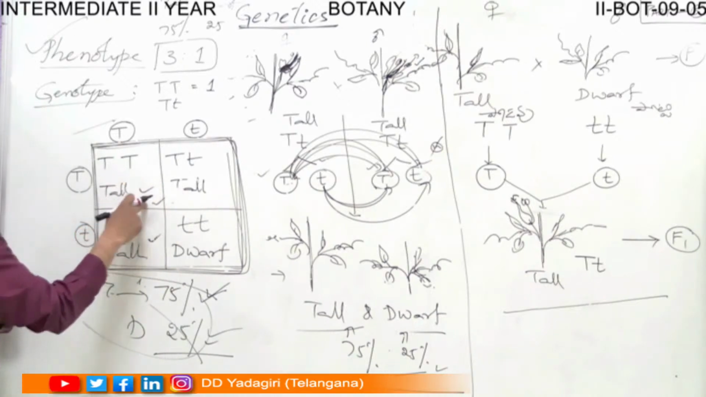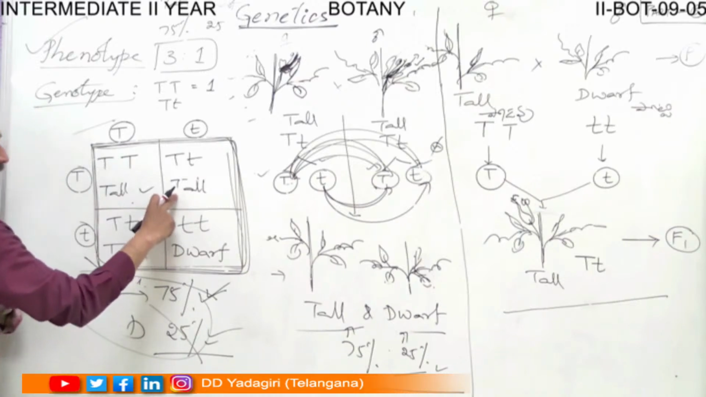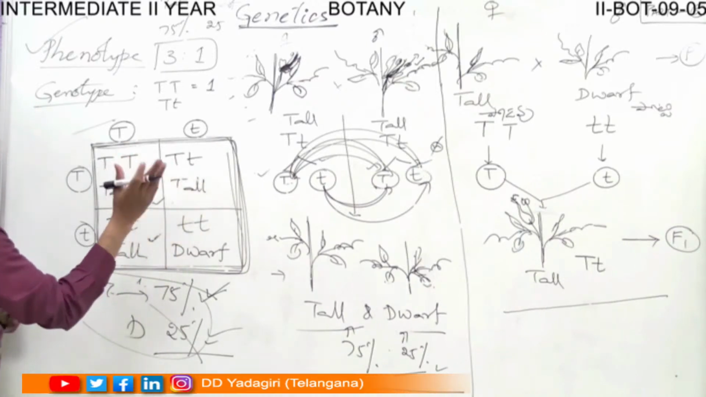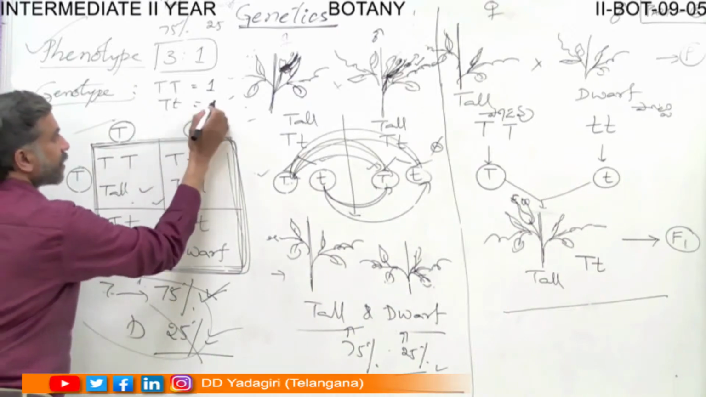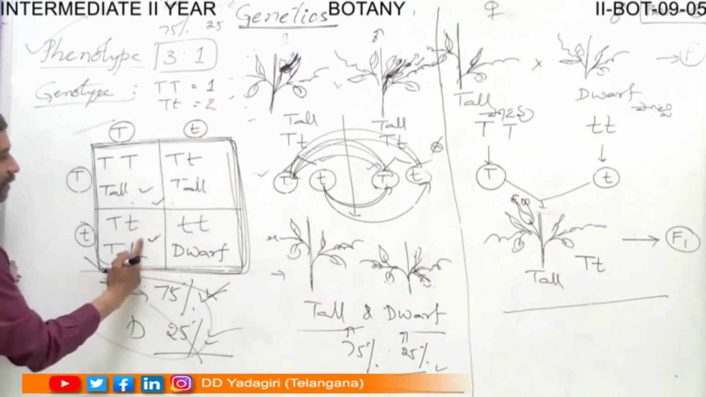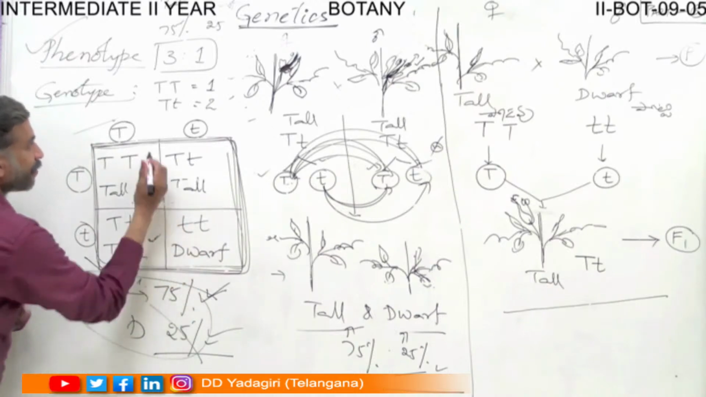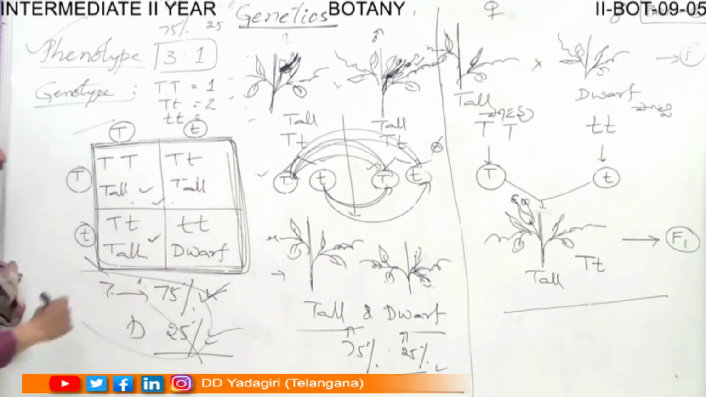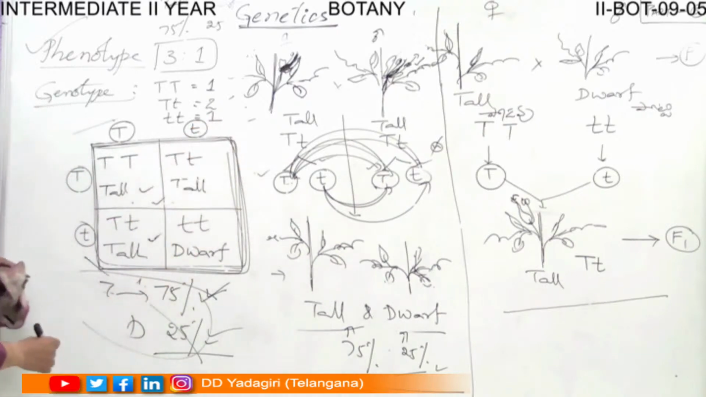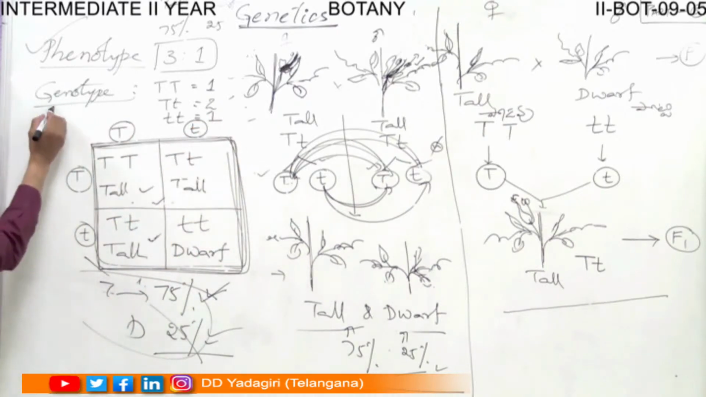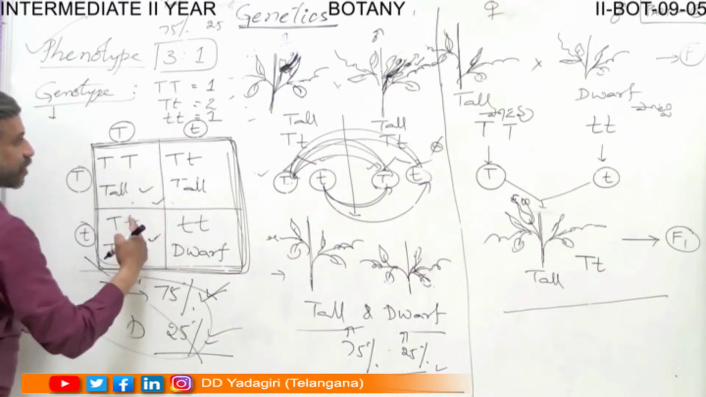Samayugmaja podavu mokkalu, Vishama yugmaja podavu mokkalu. Vishama yugmaja, two alleles are different. Some yugma kalpalu different. So heterozygous tall plants are 2 in number. And if you consider the homozygous dwarf plant with a genotype of small t and small t, here it is only 1. Then the genotypic ratio for F2 generation, not for F1.